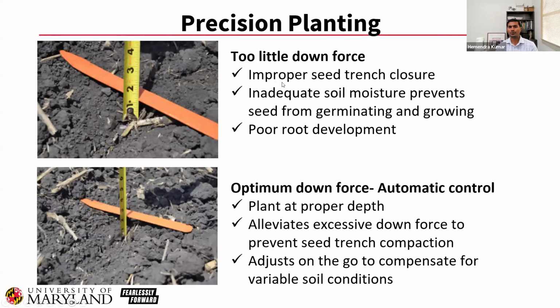So with too little downforce, you get improper seed trench closure, inadequate soil moisture that will prevent the seed from germinating, and poor root development. So too little is not good. The optimum downforce is the automated control. This is the best technology that you can see when you are doing row cropping systems. It plants at a proper depth, whatever depth is required based on the downforce, eliminates the excessive downforce to prevent seed trench compaction, and adjusts to compensate for variable soil conditions.